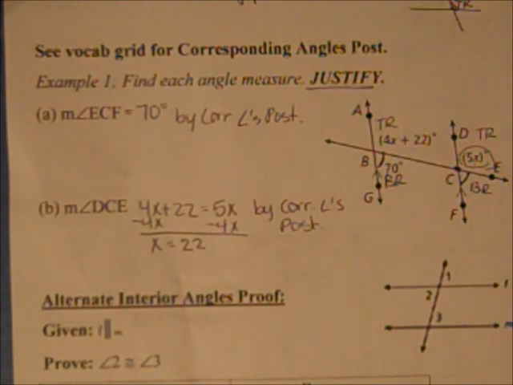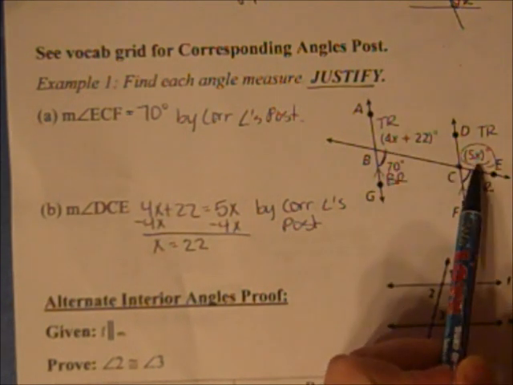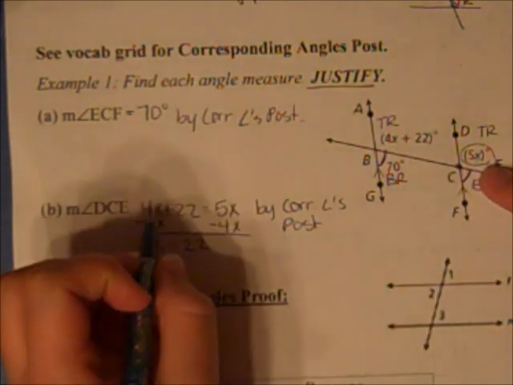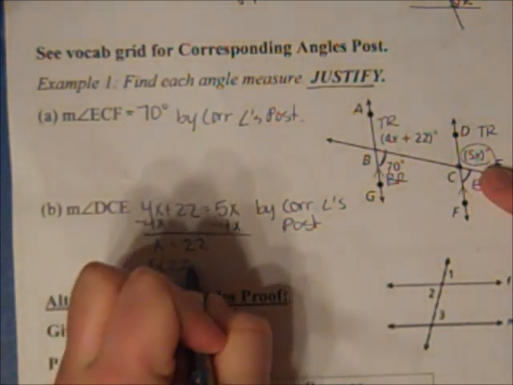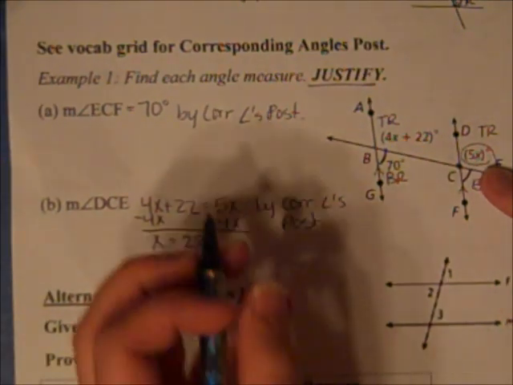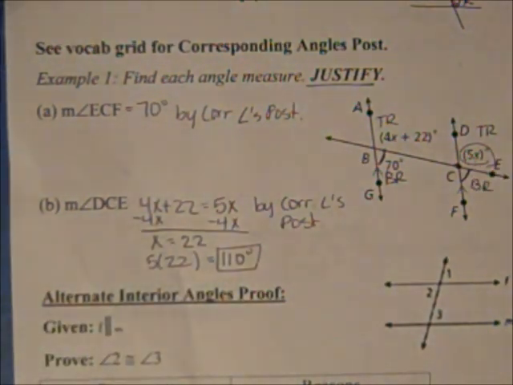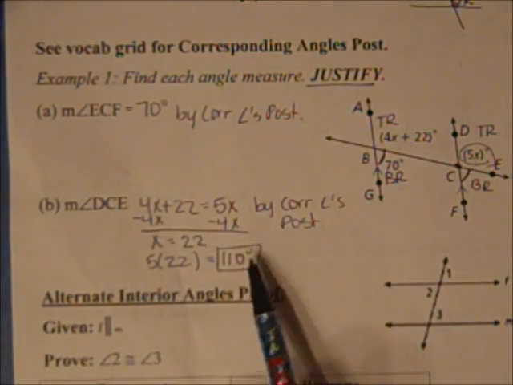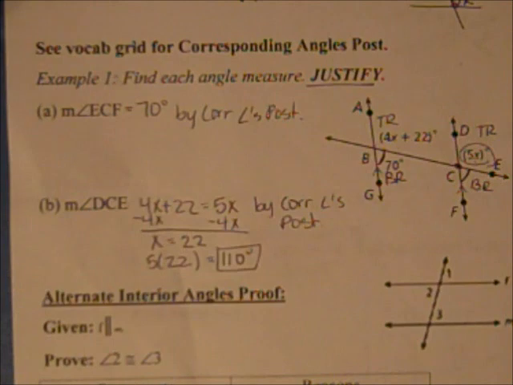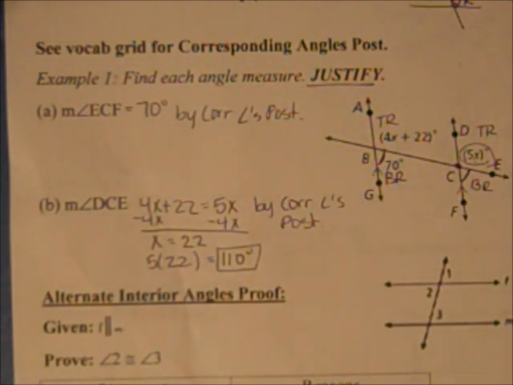So I'm going to plug that back in, and since these are the same measures, you can plug them into either one. So choose the easier one, which in this case does happen to be DCE. So I'm going to do 5 times 22 and get that that is a measure of 110 degrees, and that's my final answer. So you need the 110 as your final answer, and you need the corresponding angles postulate. That would be like half and half credit, so don't forget that.